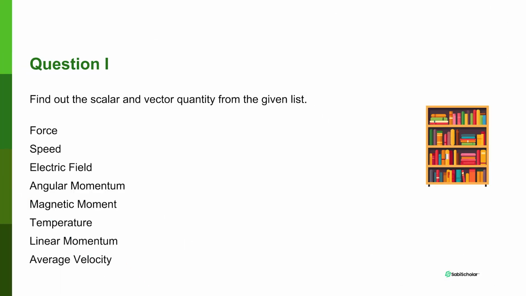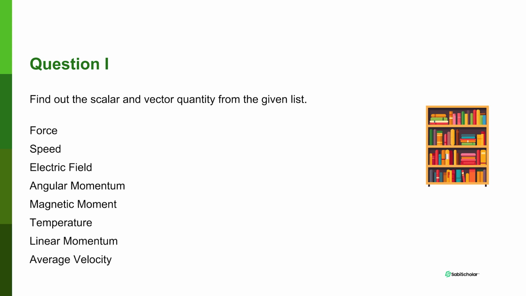So can you look at the list of quantities here and identify which are vectors and which are scalars? Force, speed, electric field, angular momentum, magnetic moment, temperature, linear momentum, average velocity. Can you identify which of them are scalars and which of them are vectors? Okay, I think you've had enough time. Let's answer it together.